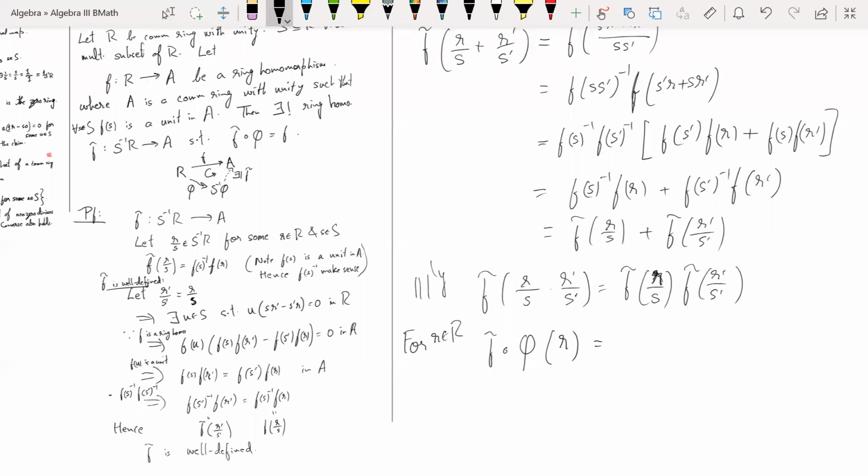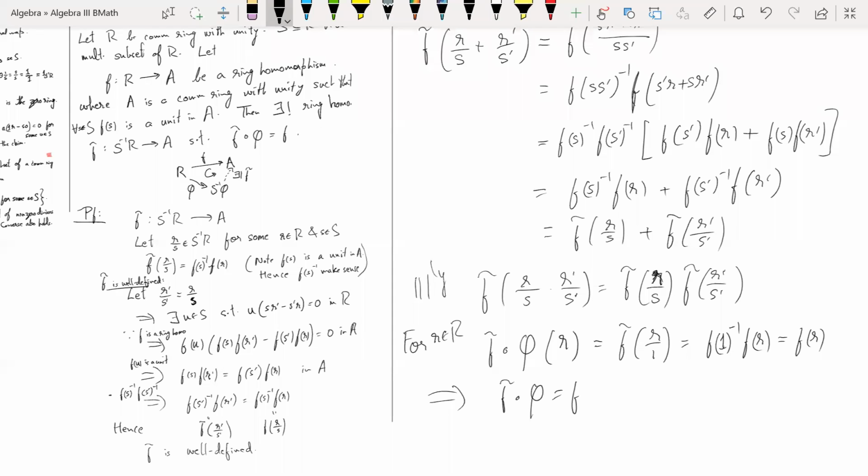That is the same as f tilde of r over 1, which is the same as f(1) inverse f(r). Remember, f is a ring homomorphism, and these are all commutative rings with unity, so 1 has to go to 1. Since this goes to 1 of A, this is the same as f of r. So this implies that f tilde composed with phi is equal to f.